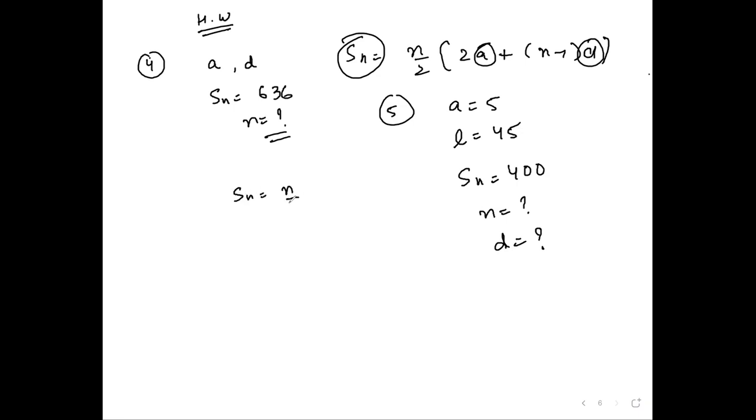Very good. N by 2, A plus L, right, Abdullah? First use this formula. So this you know, right? A you know and L you know. So you can find N from here. And when you get N, use this formula, and then you can find D. Put all the things there and find D. So give it a try and just see if you are able to obtain the answer or not.